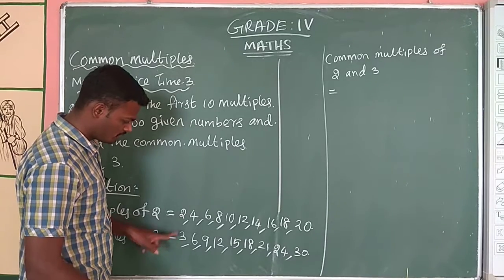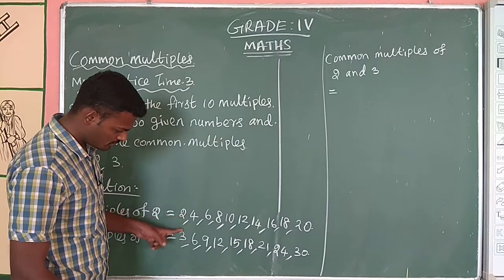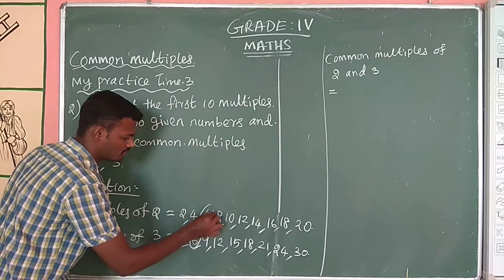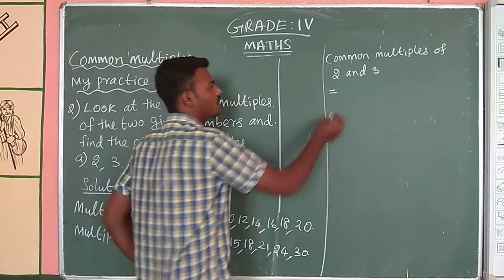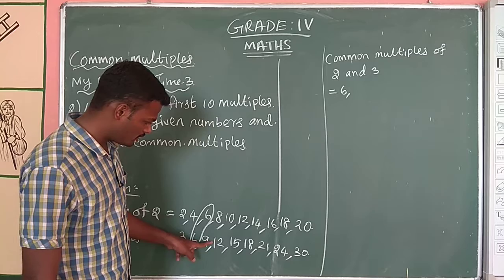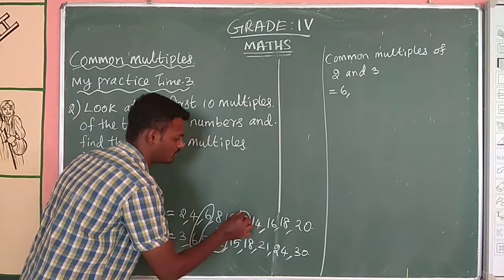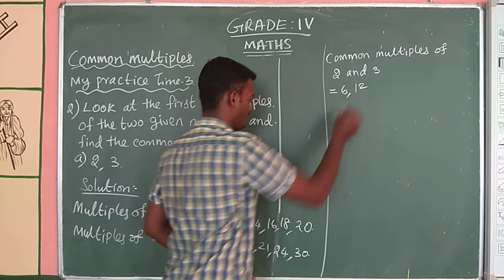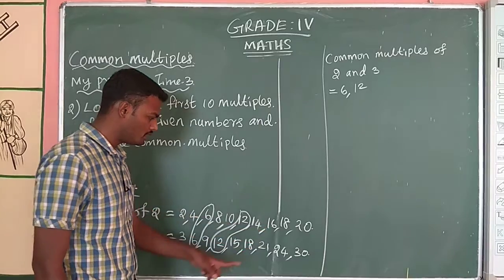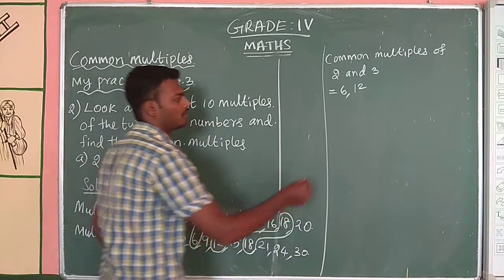Comparing the two lists of multiples, 6 is the first common multiple of 2 and 3. Then 8, 10, 12: 12 is the second common multiple. Next 14, 16, 18: 18 is the third common multiple.